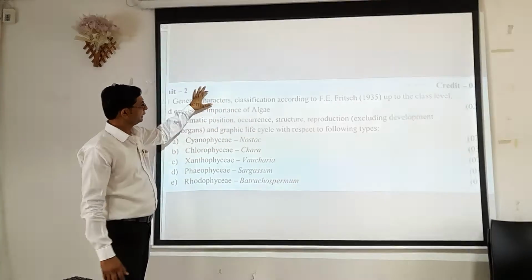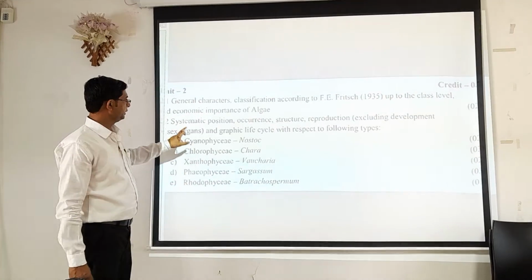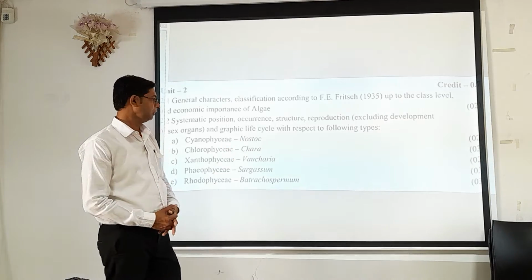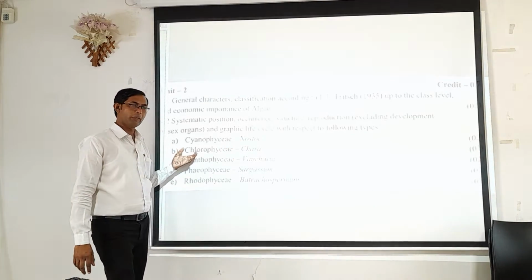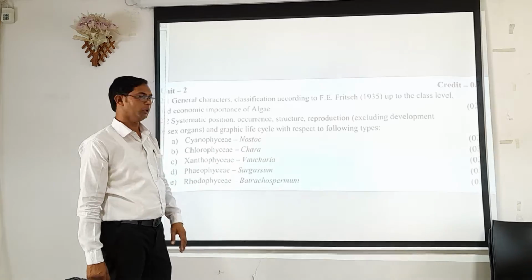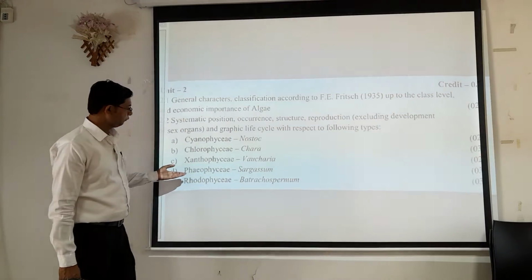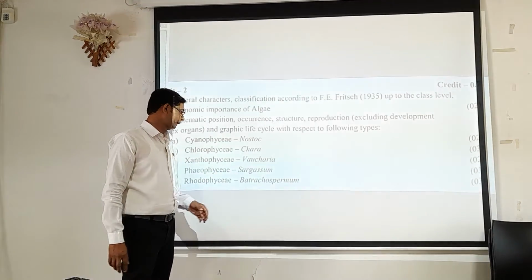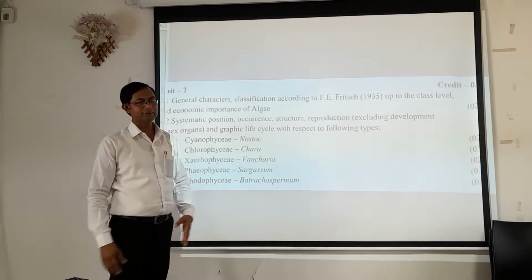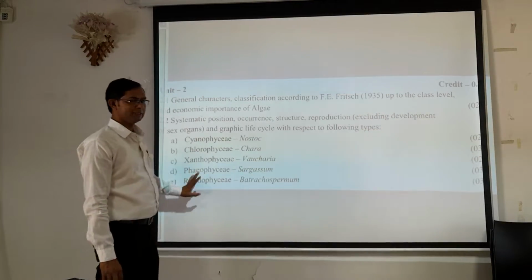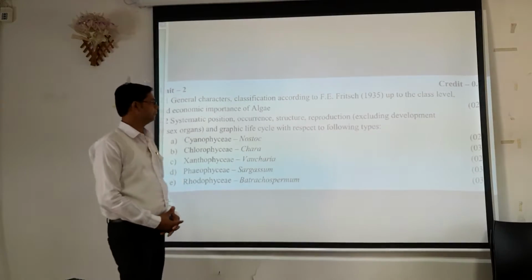So we have completed this first part along with the cyanophyceae. We have gone through Nostoc as an example. Then we have gone through Chlorophyceae with the example of Chara, Xanthophyceae with the example of Vaucheria, Phaeophyceae with the example of Sargassum, and Rhodophyceae with the example of Batrachospermum. So this part was also discussed in earlier days.